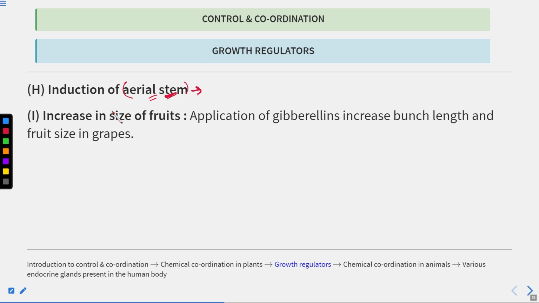Now next is the increase in the size of the fruits. This is also a very important function of gibberellins. We can also say gibberellins have commercial importance here. How do they have commercial importance? First was the production of seedless fruits. Similarly, auxins were also involved in the production of seedless fruit. Next is the increase in the size of the fruits.